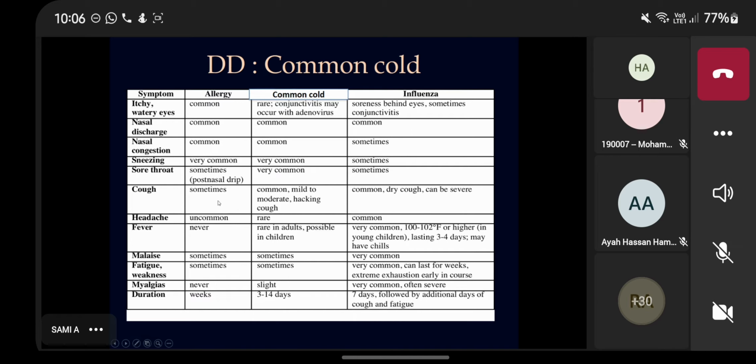Now, in terms of allergy, as I mentioned before, the viruses causing common cold or influenza may exacerbate allergic rhinitis. However, children with allergy don't usually have fever and they don't have severe symptoms.